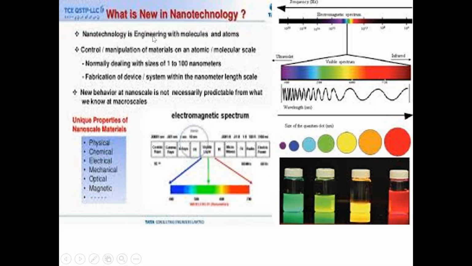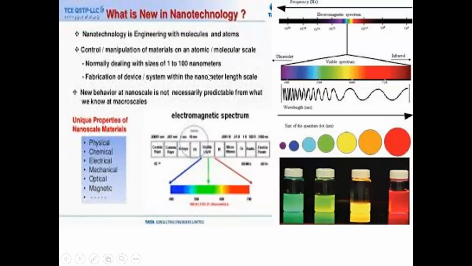Nanotechnology is engineering with molecules and atoms. Now nanotechnology, as we said earlier in the definitions, is a beautiful technique which gives uniqueness to the materials and increases the potential of nanomaterials. What increases the potential or the applications of the nanomaterial at the nanoscale, we call nanotechnology. So this is an engineering science which increases the potential and the applications of nanomaterials. It can control and manipulate materials at the atomic or molecular scale, normally dealing with sizes of 1 to 100 nanometers.